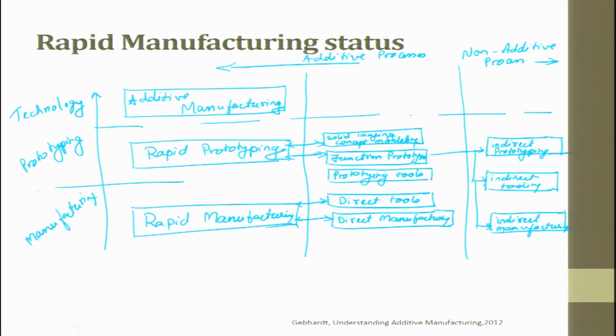Okay, this is the current rapid manufacturing status, and if you look at it, this is where technology, prototyping and manufacturing is. We have additive manufacturing, then we have rapid prototyping, then we have rapid manufacturing. So these are the arrows. We will try to see what is rapid manufacturing as and when the course goes by.